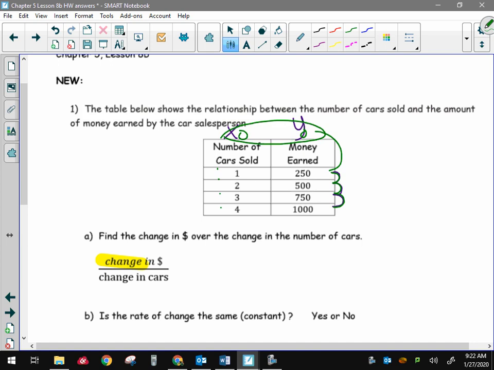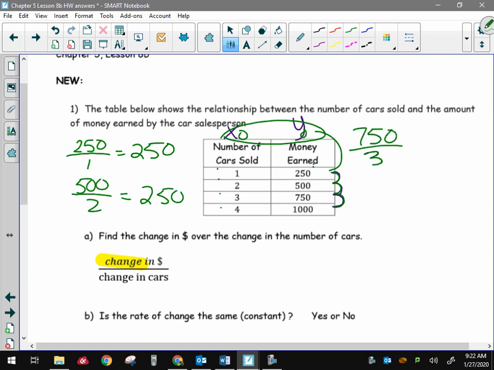Because sometimes it doesn't go nice over here, by finding the unit rate. So we always put money on top. So 250 over 1 is 250. 500 over 2 is 250. 750 over 3 is 250. And 1,000 divided by 4 is 250.